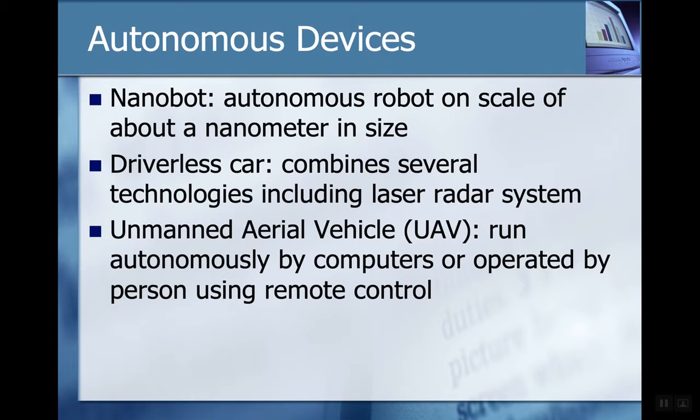Autonomous devices. This is the area where we talk about artificial intelligence. So we talk about nanobots. Nanobots are very small robots, at the scale of a nanometer. It's very, very small. You can develop swarms of programmable devices. That's something being worked on.